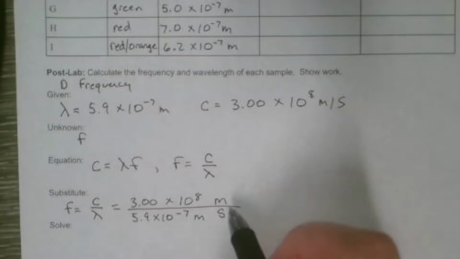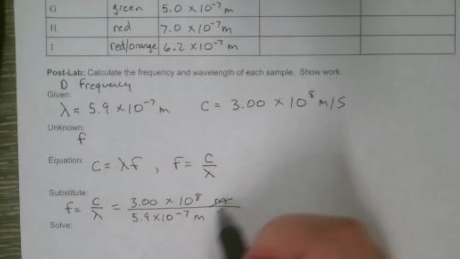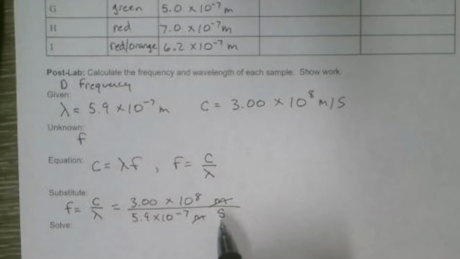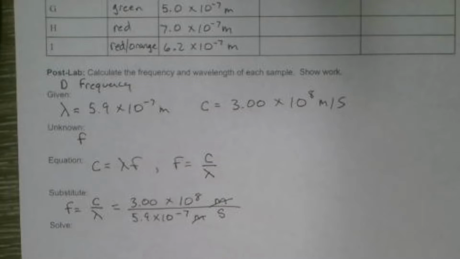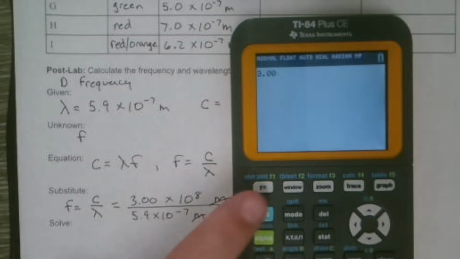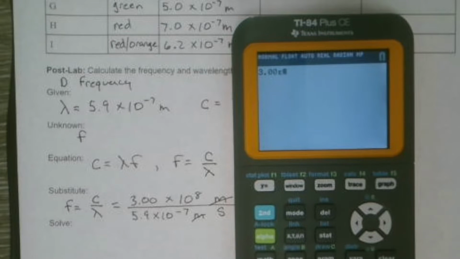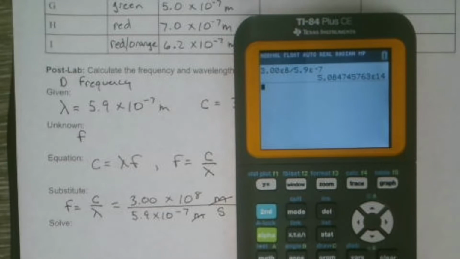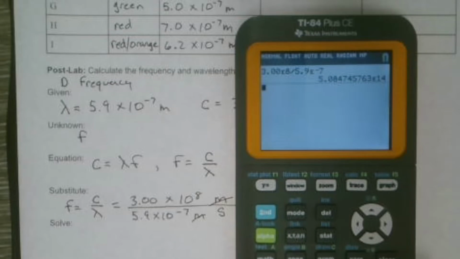So if you look at our unit here, we have meters over meters, so we can cancel that. So now the unit that we have left is not a second, it's the second in the denominator, which means it's an inverse second. So we have to punch that in the calculator. So 3 second double E 8 divided by 5.9 second double E negative 7. That gives you 5.08 and so on times 10 to the 14th. We're going to round to 2 sig figs, so that's going to be 5.1.